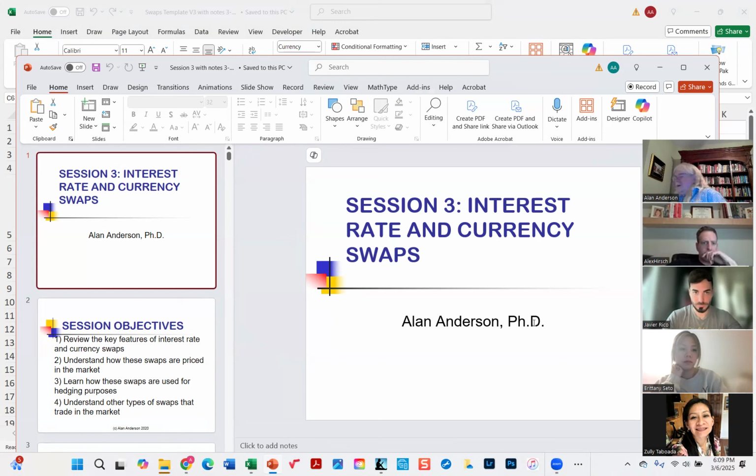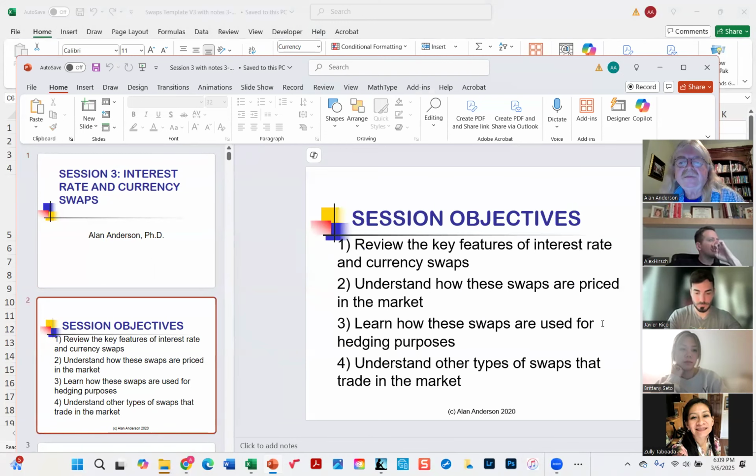All right, so we'll start with the interest rate swaps. We're going to first understand their basic features. We're going to see how they're priced in the market.